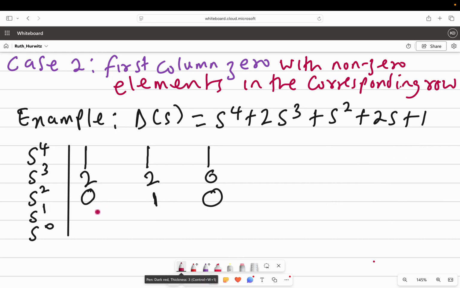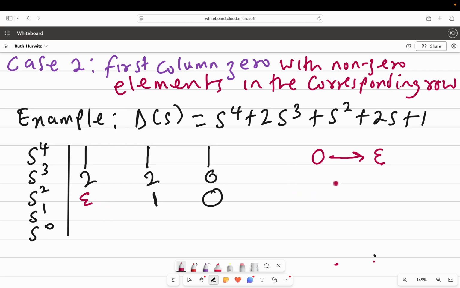Whenever I encounter this case, the first thing I have to do is to replace my 0 in the first column with a very small value, which is an epsilon. So I will just have E to replace my 0. So for computing the s to power 1 row, I have to use the immediate first two rows, which is s to power 2 and s to power 3.